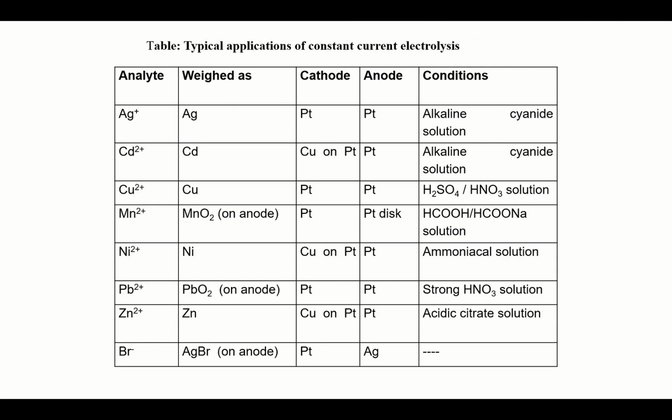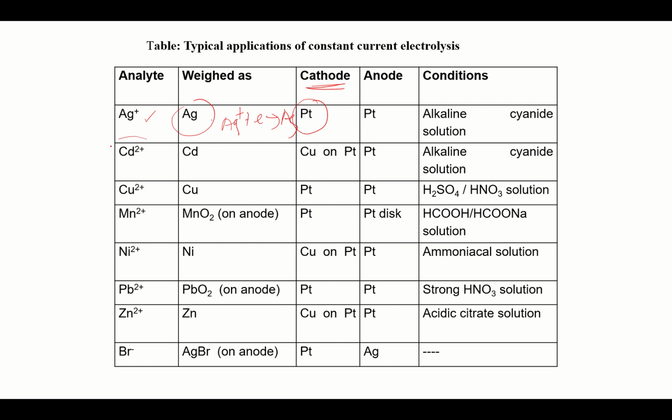This is the typical application of constant current electrolysis. You can see this. The analyte in the test solution is silver ion. So you are going to deposit silver on platinum. So this is the substrate, the cathode. Silver plus will reduce to form silver metal on the platinum surface.